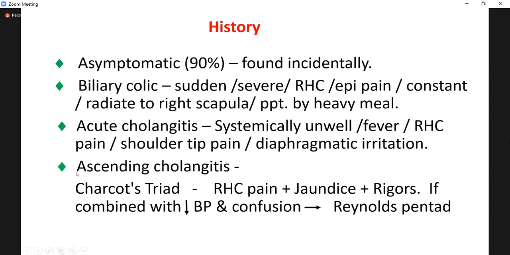Then there's ascending cholangitis, and there is an important triad that you will remember. It's called Charcot's triad: right hypochondrial pain, jaundice, and rigors. If combined with low blood pressure, they are very systemically unwell, and if they are hypotensive and there is confusion, you call it Reynolds pentad, right?